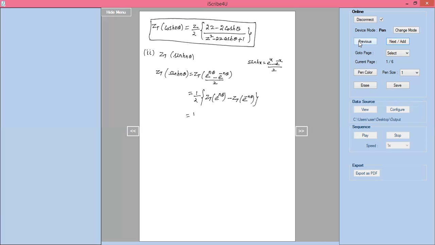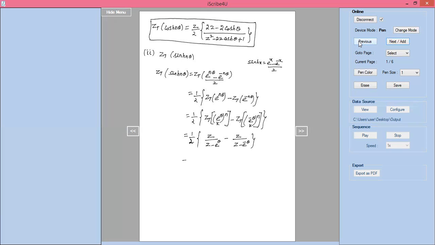Now you'll write 1 by 2 into the Z transform of e power theta whole power n minus the Z transform of e power minus theta whole power n. I will take e power theta as k, and this one also as k. The Z transform of k power n is nothing but z divided by z minus k. Here k is e power theta: z divided by z minus e power theta minus z divided by z minus e power minus theta.